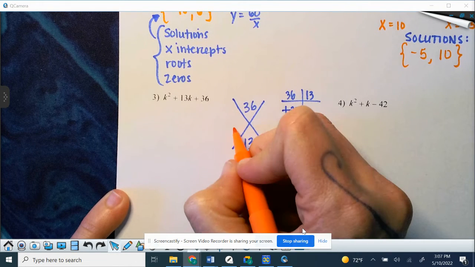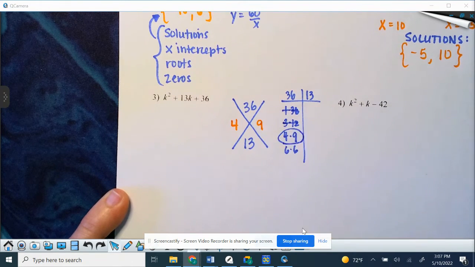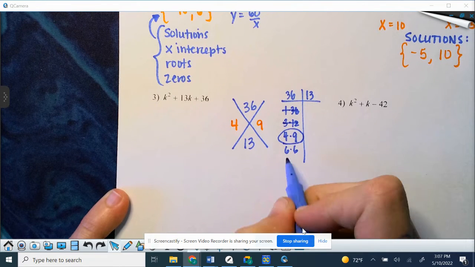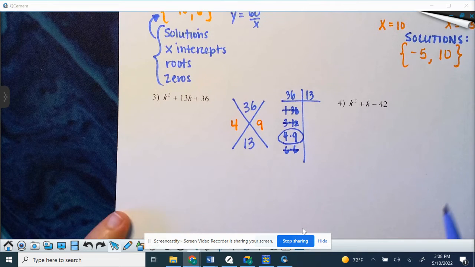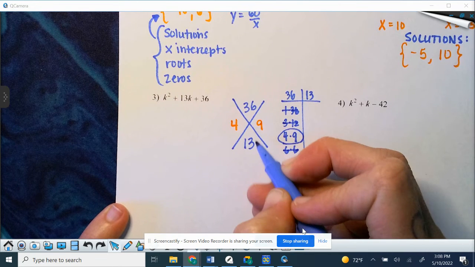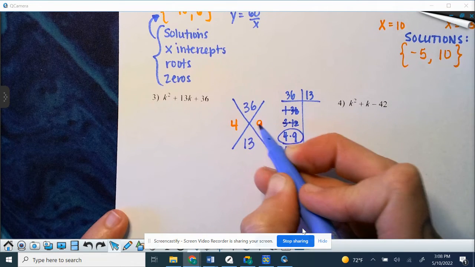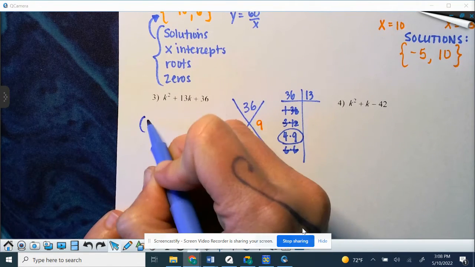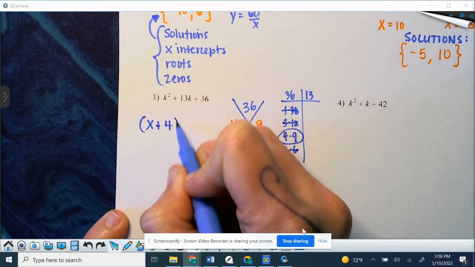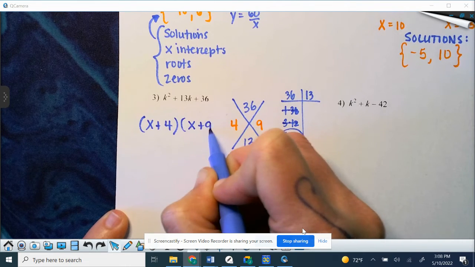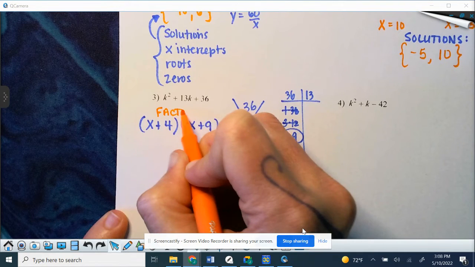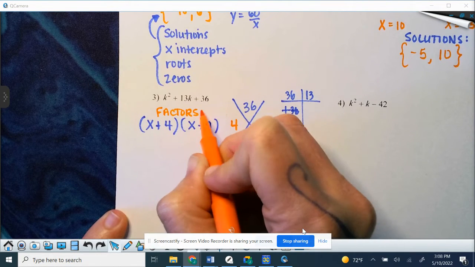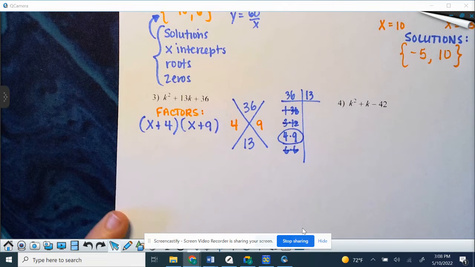I will say be careful and make sure you check through your list if you're taking the time to make the list, because some of the trinomials have more than one pair, and it really determines which one you make negative versus positive as well. In this case, it's a positive 13 and a positive 36, so they're both going to remain positive. So x plus 4, x plus 9. And so again, if it asks you to factor, you're done. You just factored. The factors are x plus 4 and x plus 9.